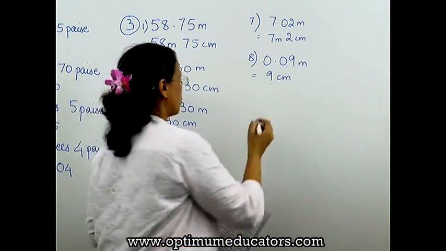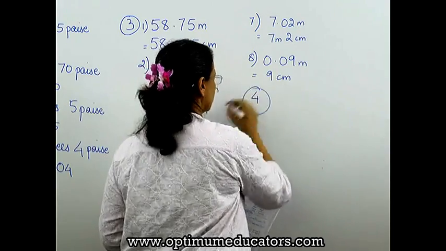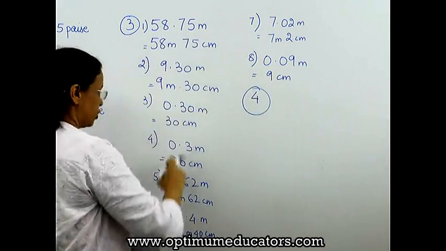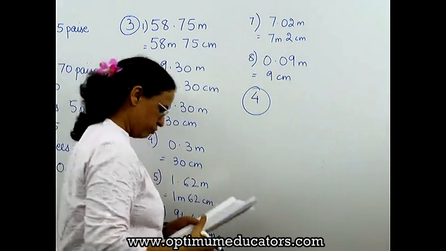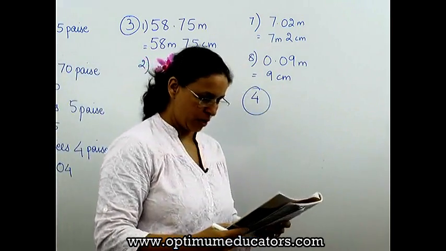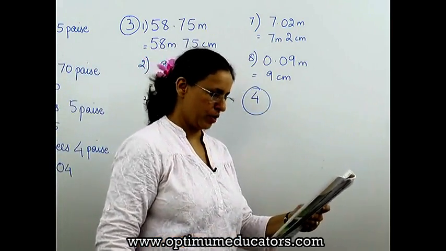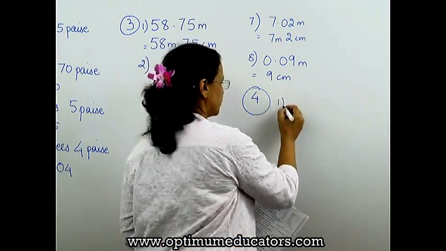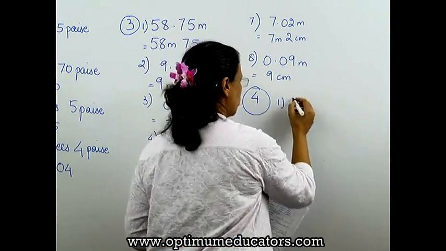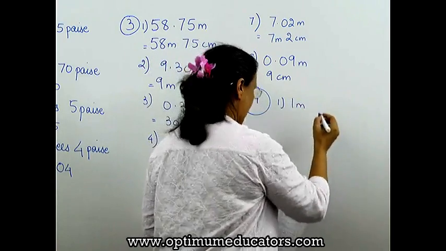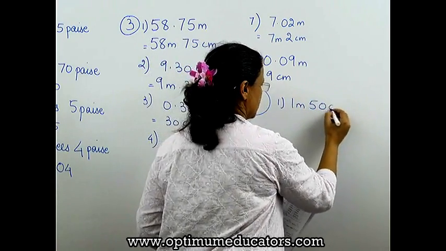Okay. Now going on to the fourth sum. That means of third we finished all the 8. Now we are going on to the fourth one. Write how many meters in decimal form. First one, they have given you 1 meter and 50 centimeter.